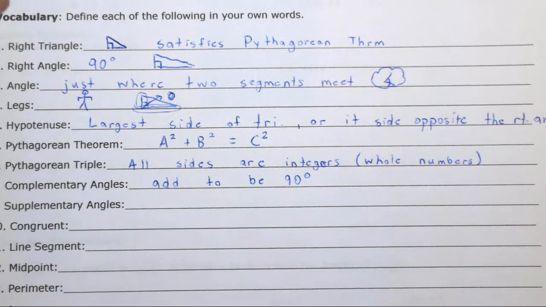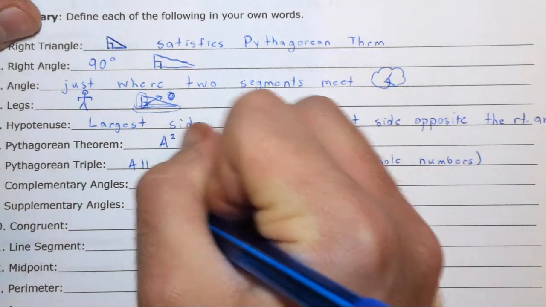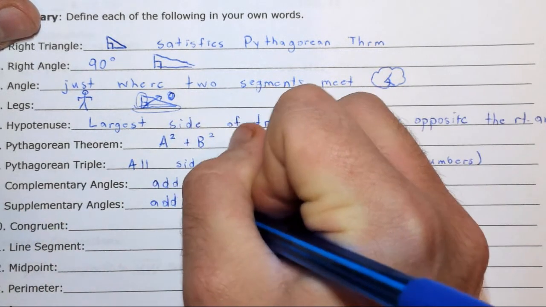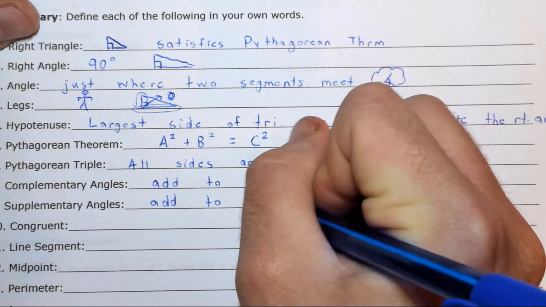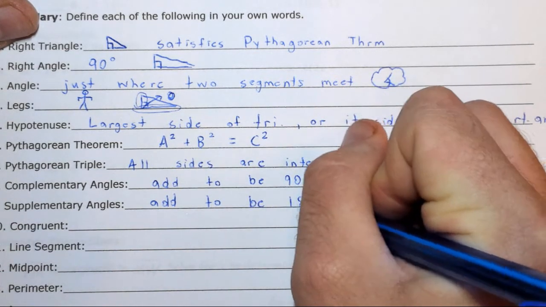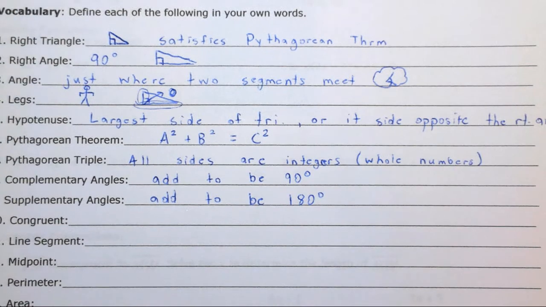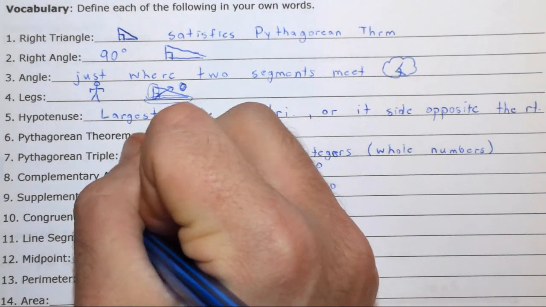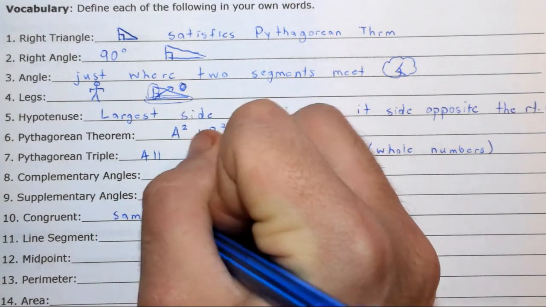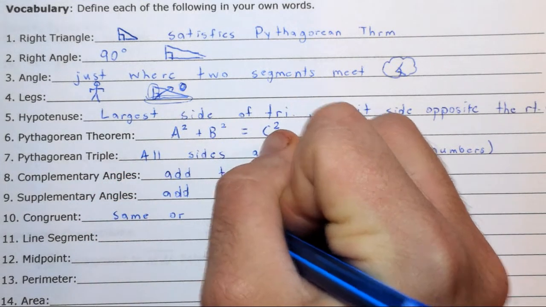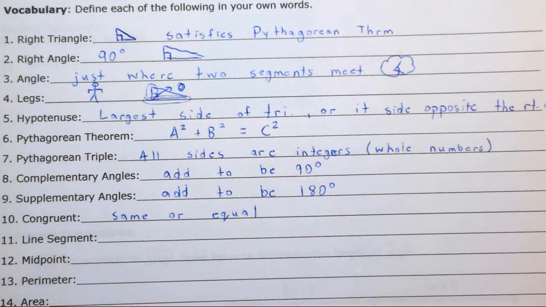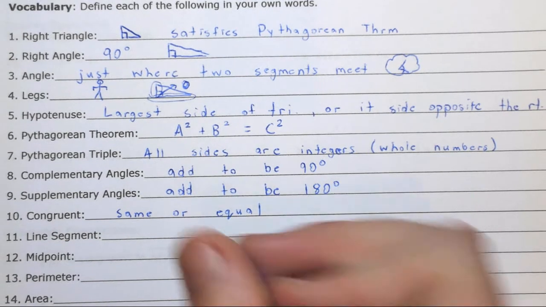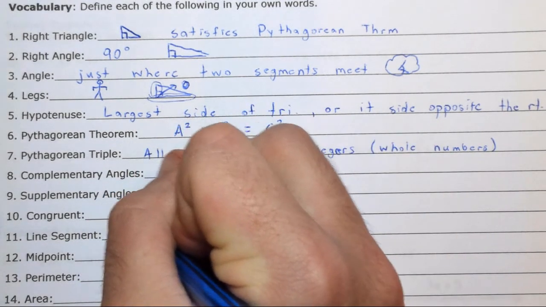Well, there's no fun one for supplementary. Supplementary is the same thing but bigger. Bigger! Add up to be 180 degrees. Congruent. Congruent means the same or equal. If I have two things that are congruent, you've seen that word before, that means they are the same or equal. Line segment. Line segment, well, it's just a piece of a line.